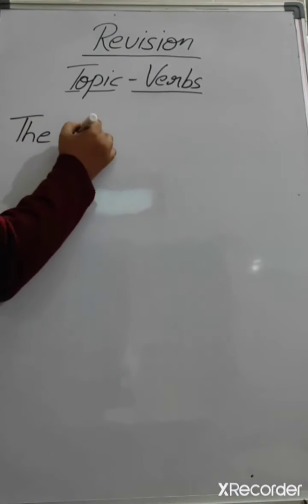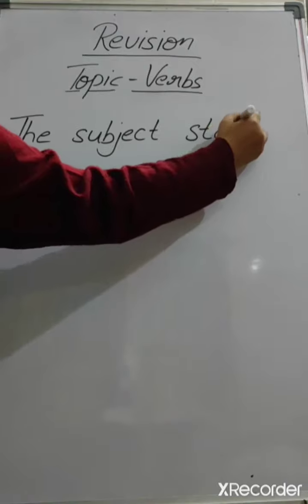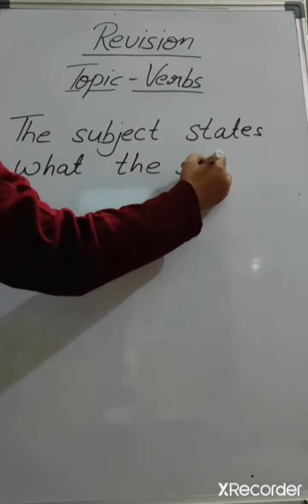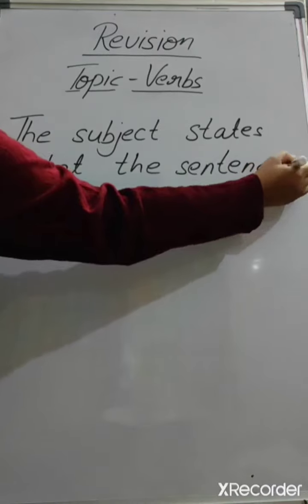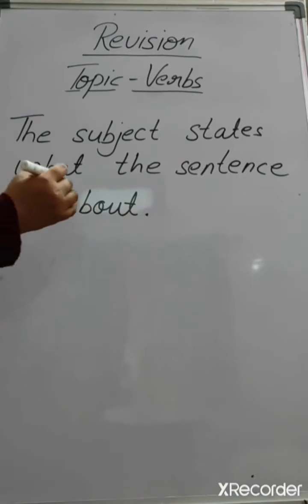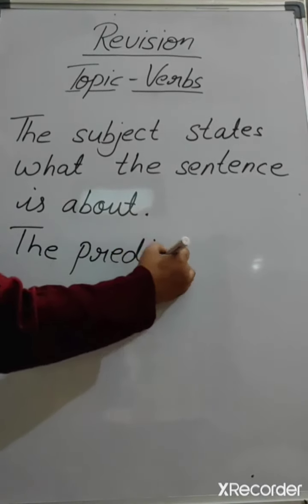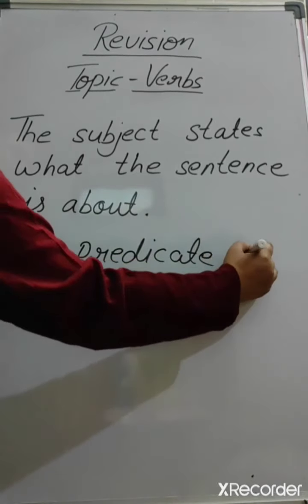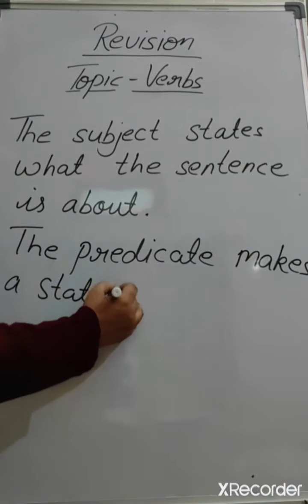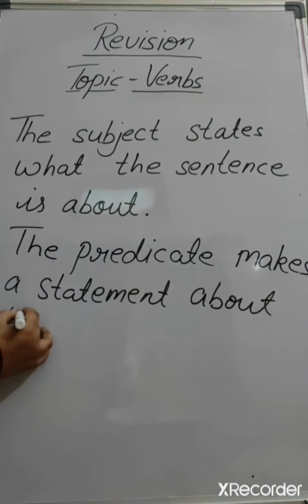The subject states what the sentence is about. The predicate makes a statement about the subject.